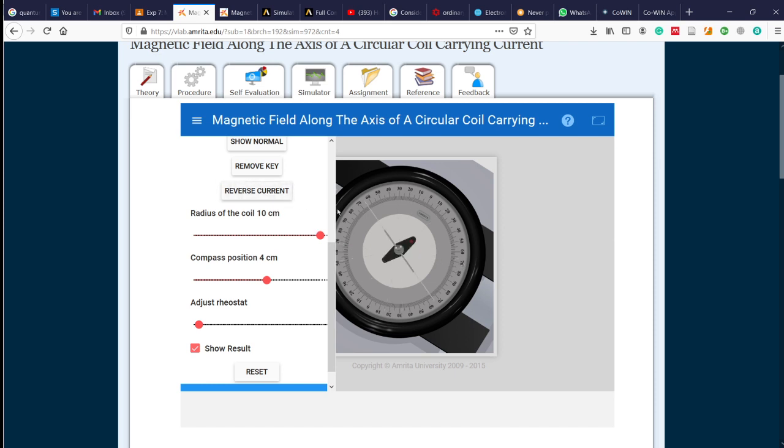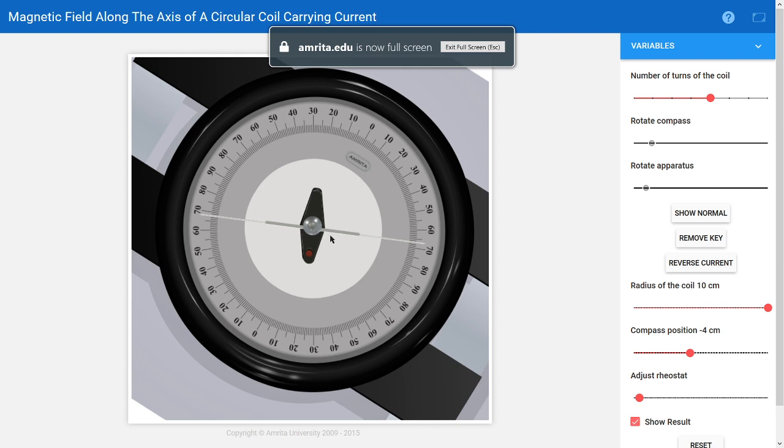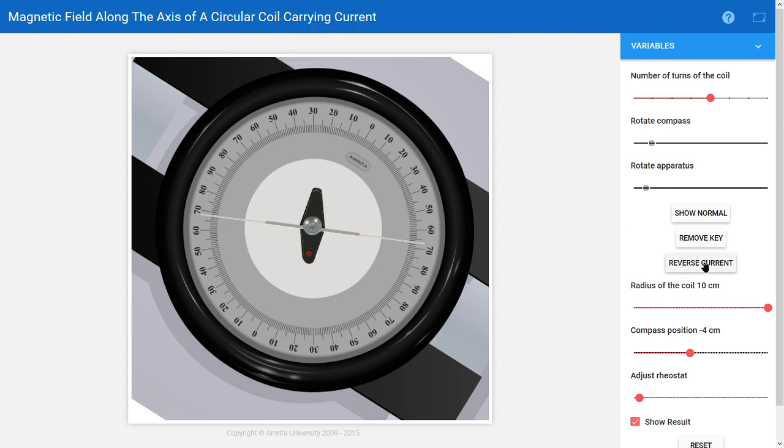Now reversing the current, this is the θ1 and this is the θ2. Now what we have to do, we have to keep it as direct. Now I have to go for -4. This is the θ1, this is the θ2. Now I will reverse the current. This is the θ1 and this is the θ2. Now again we will keep it direct current.